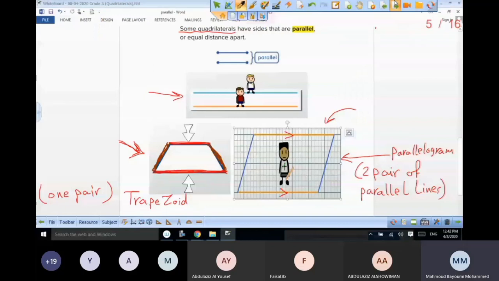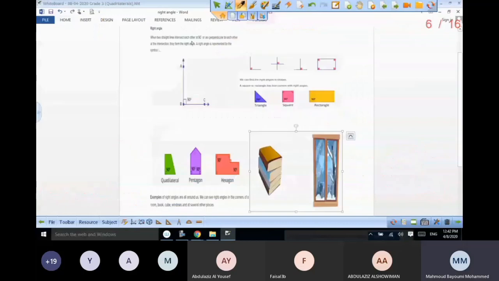Angle. Right angle. When two straight lines intersect each other in this way, they make a right angle. Look at the right angles. All of these are kinds or forms of right angles. You saw them now. And also in real life, we have right angles, like this one, for example.